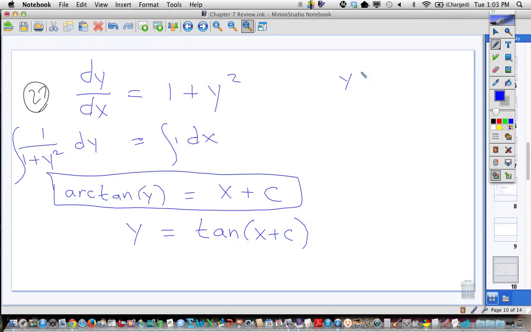What if it would have given you the condition y of 0 equals 1? Let's talk about that real quick. What if they would have given you this initial condition? Put a 0 in for x, put a 1 in for y, and you'd have tangent c equals 1. Well, when does tangent c equal 1?